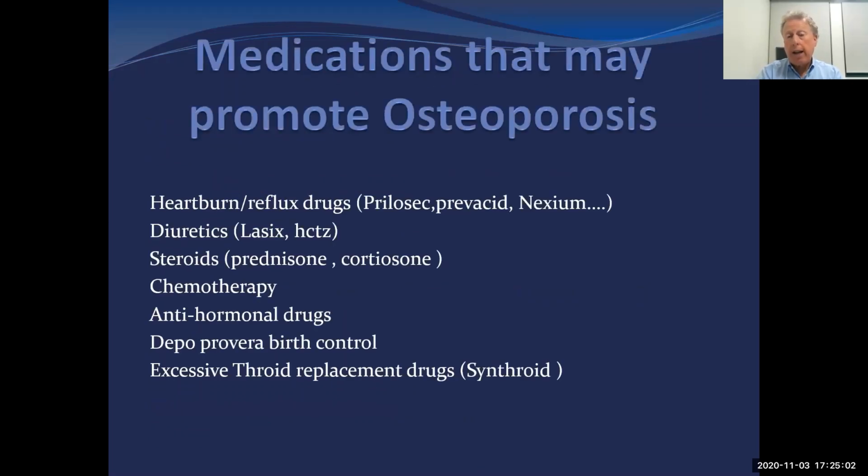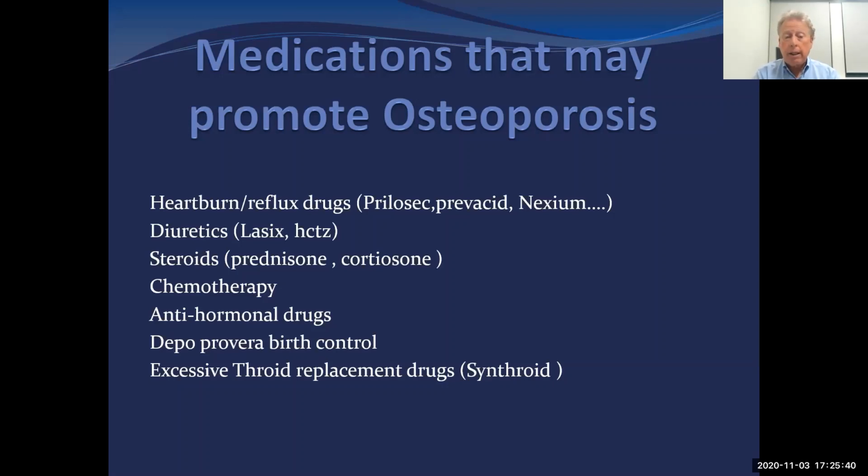Some medications actually promote osteoporosis, and one of the ones that came up that's very widely used is heartburn medication for reflux, for GERD: Prilosec, Prevacid, Nexium, and on and on. There are all kinds of new ones out. And why is that? Because you need an acid milieu in your stomach in order to absorb calcium. And if you have suppressed that, then that can cause poor calcium absorption and therefore lead to more osteoporosis.